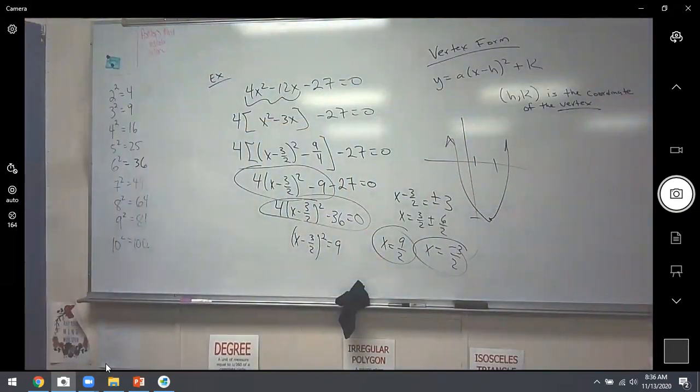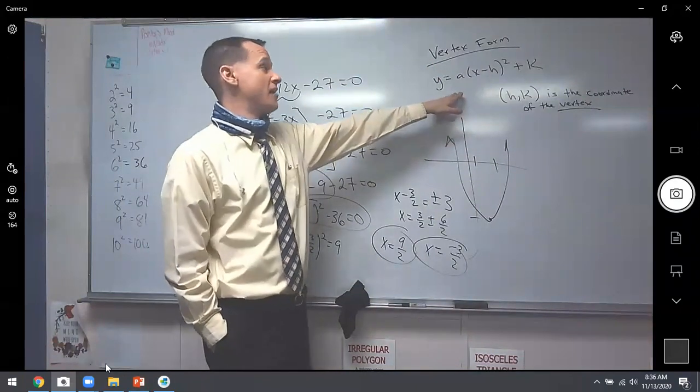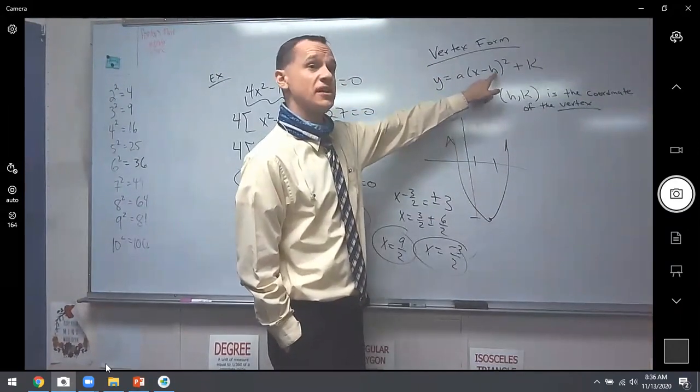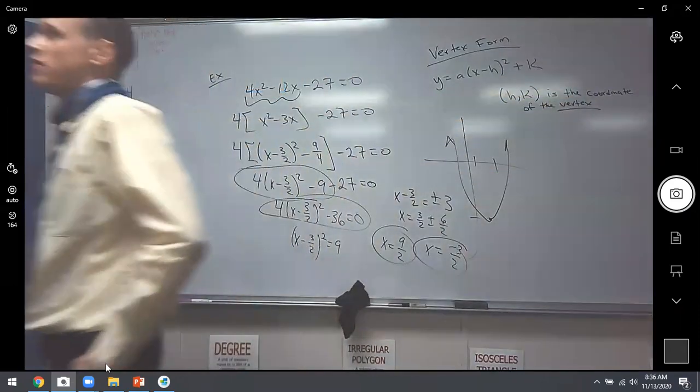Okay. So just be aware that that's called vertex form, but you're mostly going to be using completing the square to solve problems. But if they ask you to get something in vertex form, complete the square, make it look exactly like that, and then x minus something, and then plus something else on the end. That'll be the coordinate of your vertex.